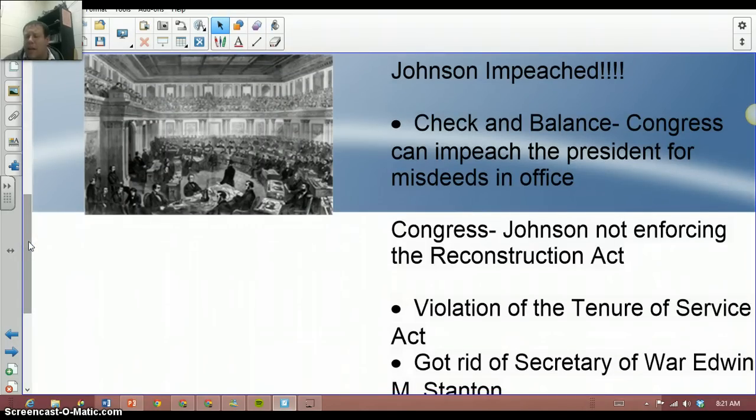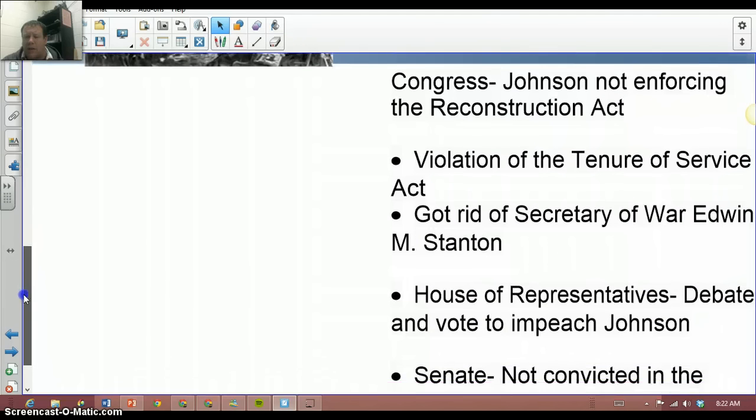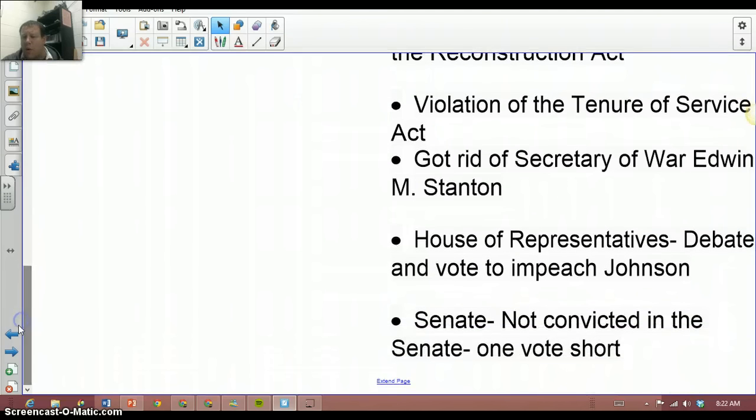The job of president is to enforce the laws. And for this Reconstruction Act to put the country back together, Congress accused him of basically not enforcing that law when he violated a tenure of office act and got rid of some people in the government, including the Secretary of War. Essentially, Johnson came about as close as you can come to being removed. They had this big, huge trial about Johnson, and he was impeached in the House of Representatives.